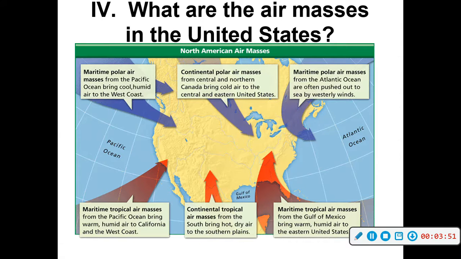All right, and these do have symbols. The first letter of the symbol is always going to be lowercase. So when you do these, it's going to be a lowercase m, uppercase P for maritime polar. Okay, continental polar is going to be lowercase c, uppercase P, and so on.